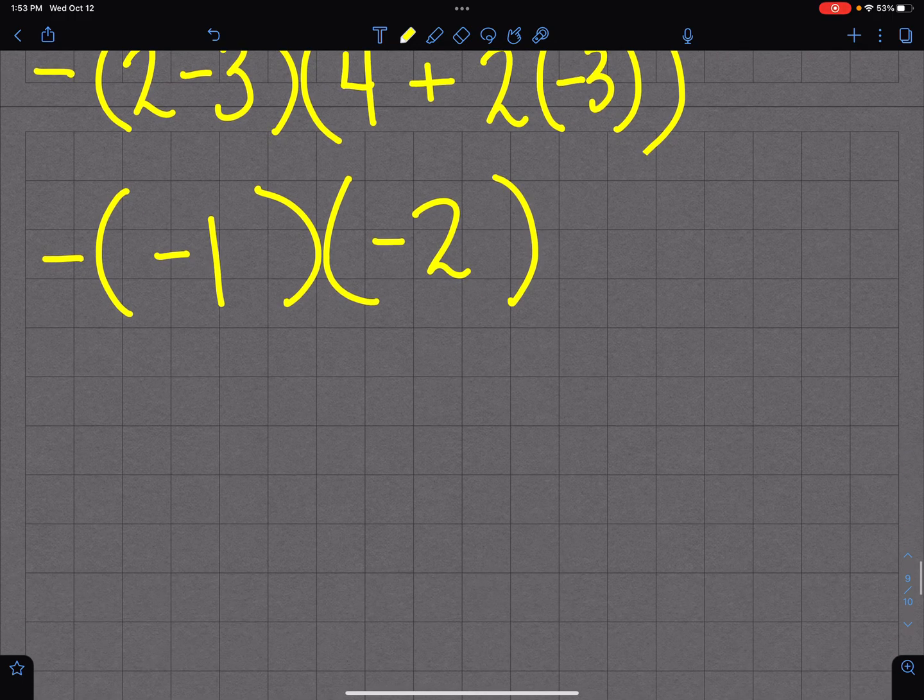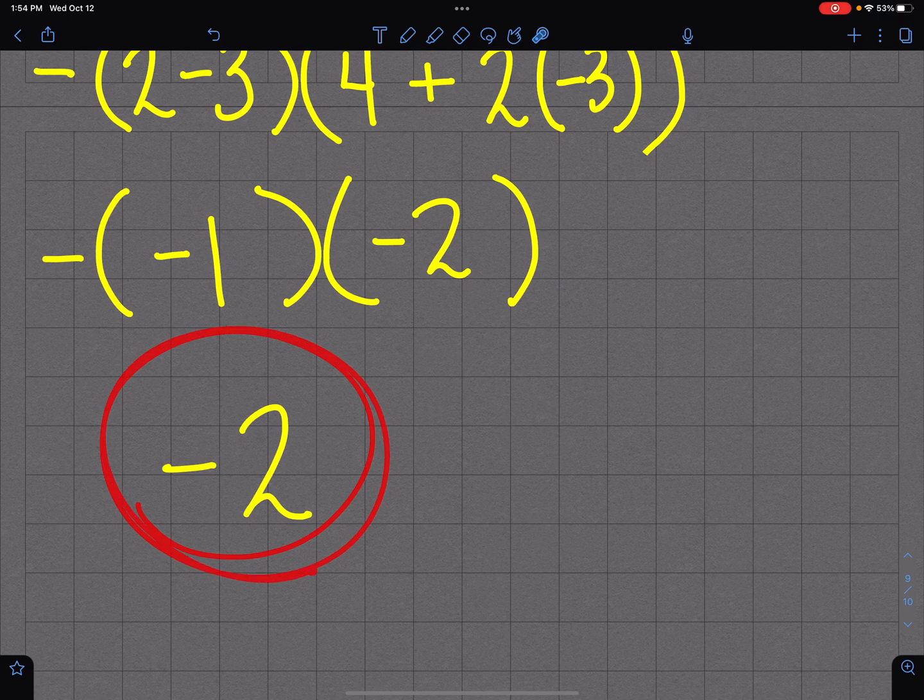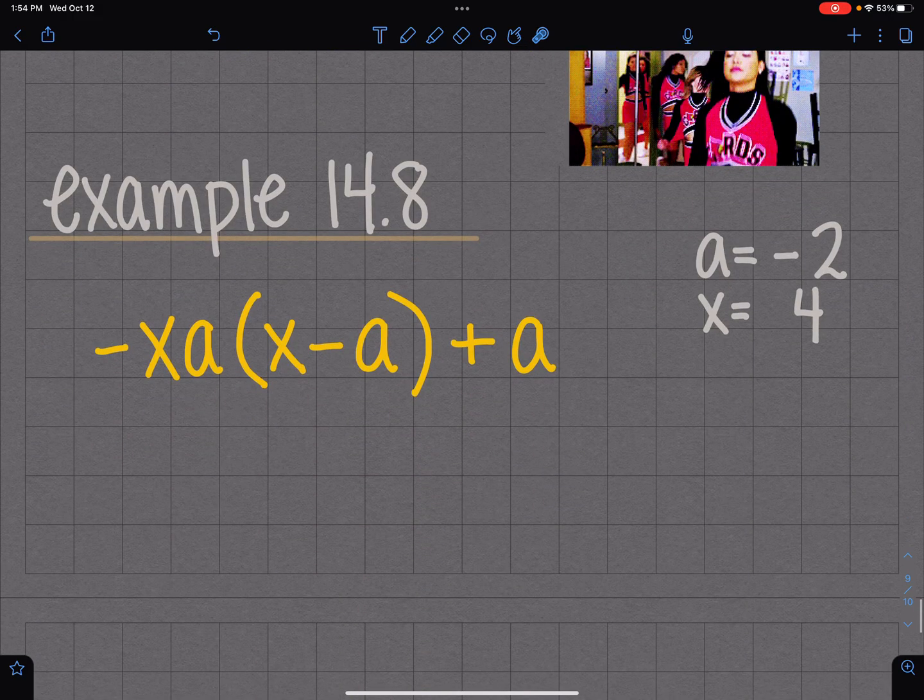Okay, I'm going to ignore this sign for now because that just means the opposite of whatever answer I get. Let's multiply. Negative 1 times negative 2. 1 times 2 is 2. And those signs make it a positive 2. But then I've got this negative out in front, so it's the opposite of that. So my answer is negative 2. And was that the correct answer? Yes, it was.